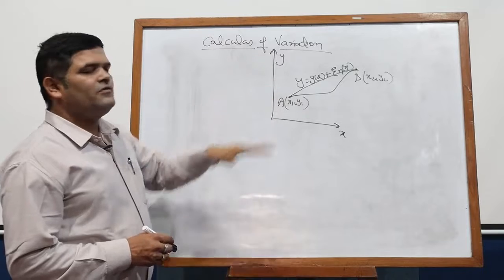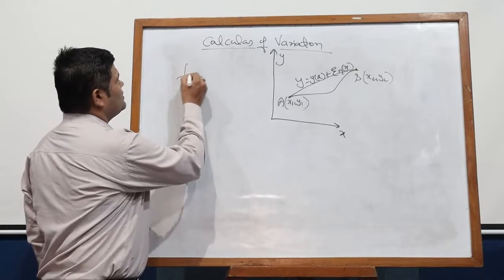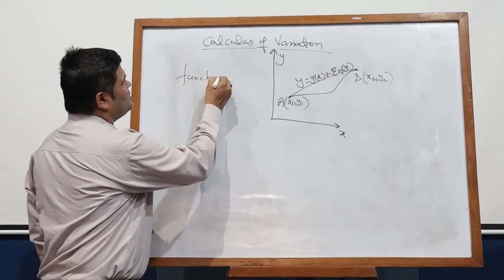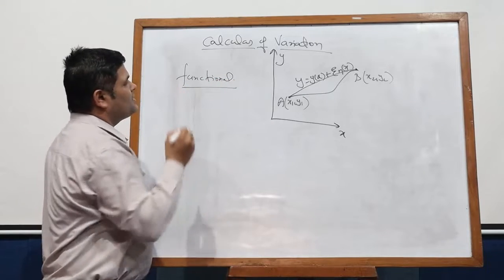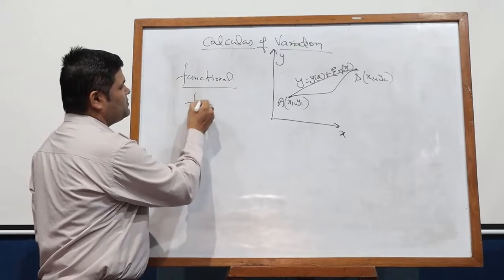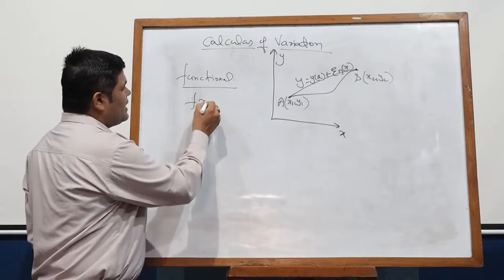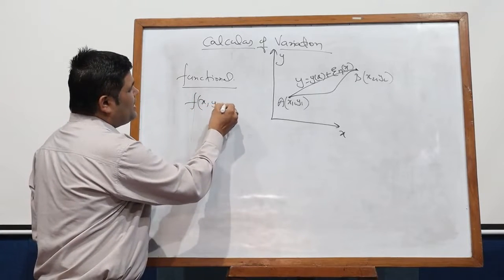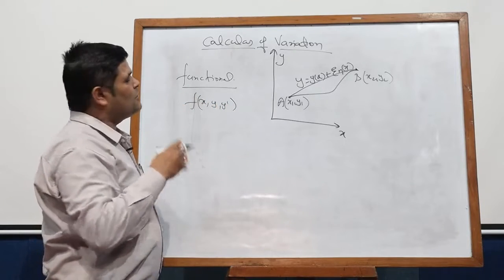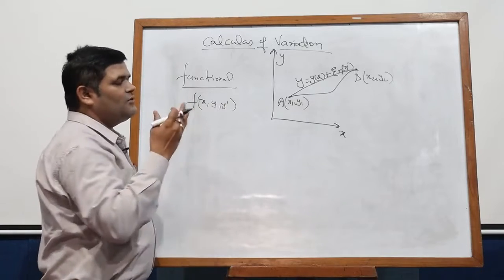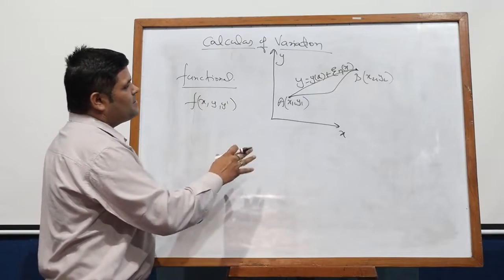In this calculus of variations, we are going to start with functionals. Functionals, what are functionals? Functionals are functions of functions, meaning that function f is also a function, and in f there is x, y and y dash, and y dash is also a function. So functionals are functions of functions, and we are going to start with this.